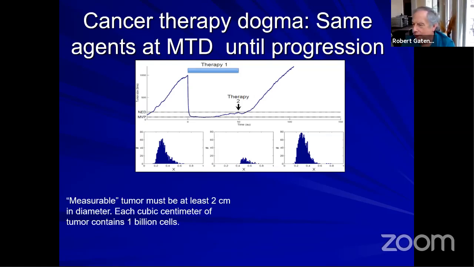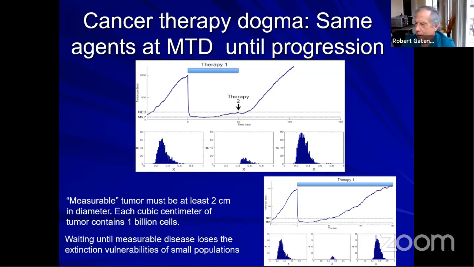And so remembering that a clinically detectable tumor is usually 2 centimeters in diameter, and since each cubic centimeter contains about 1 billion cells, to be able to see it clinically, it's a massive population, and it has become very heterogeneous. So what we would say is that this dogma, that we don't give another treatment until we can measure the effects, that we've got to be able to see measurable disease, is waiting too long. It's losing the opportunity to treat this cancer at its lowest level, when it's most vulnerable to extinction.